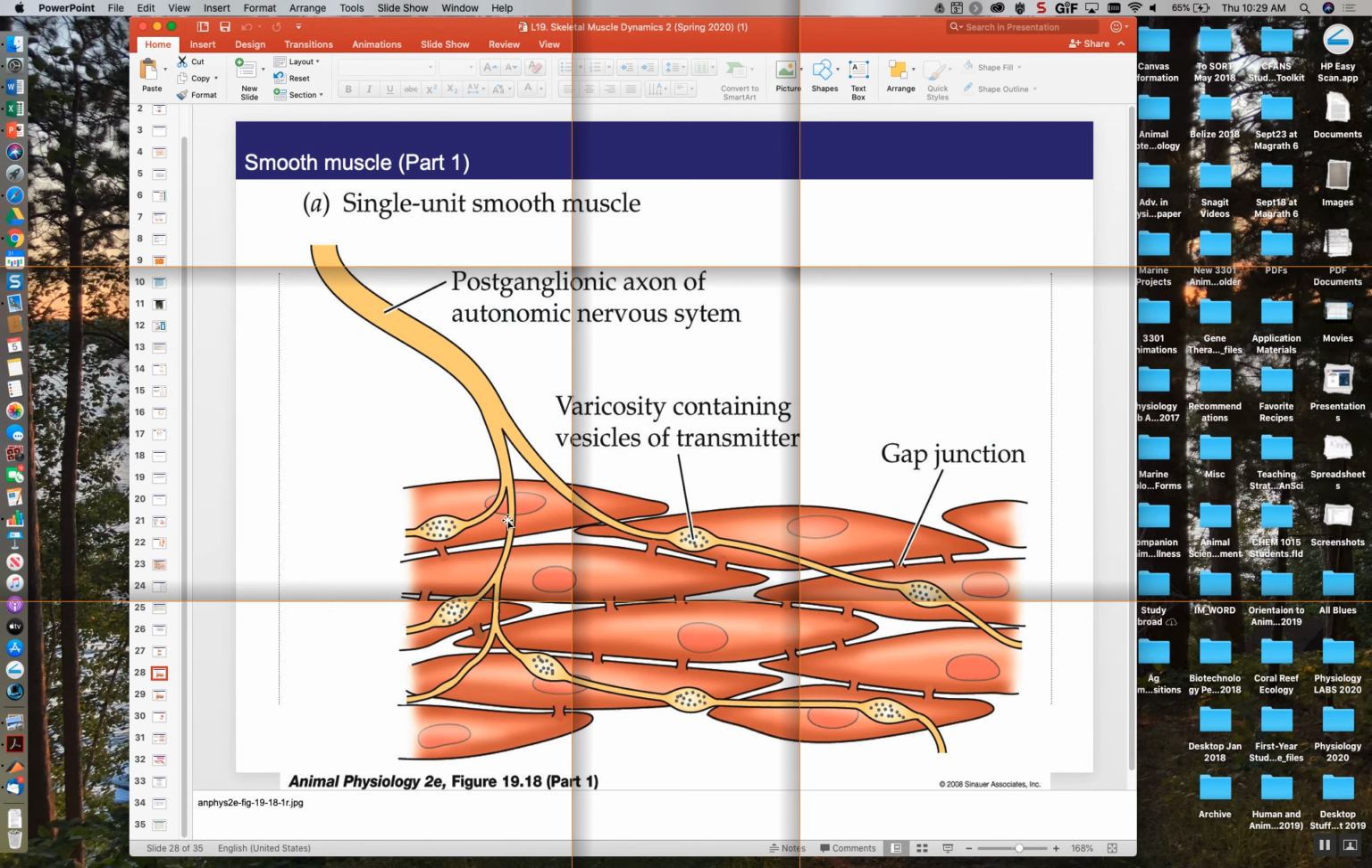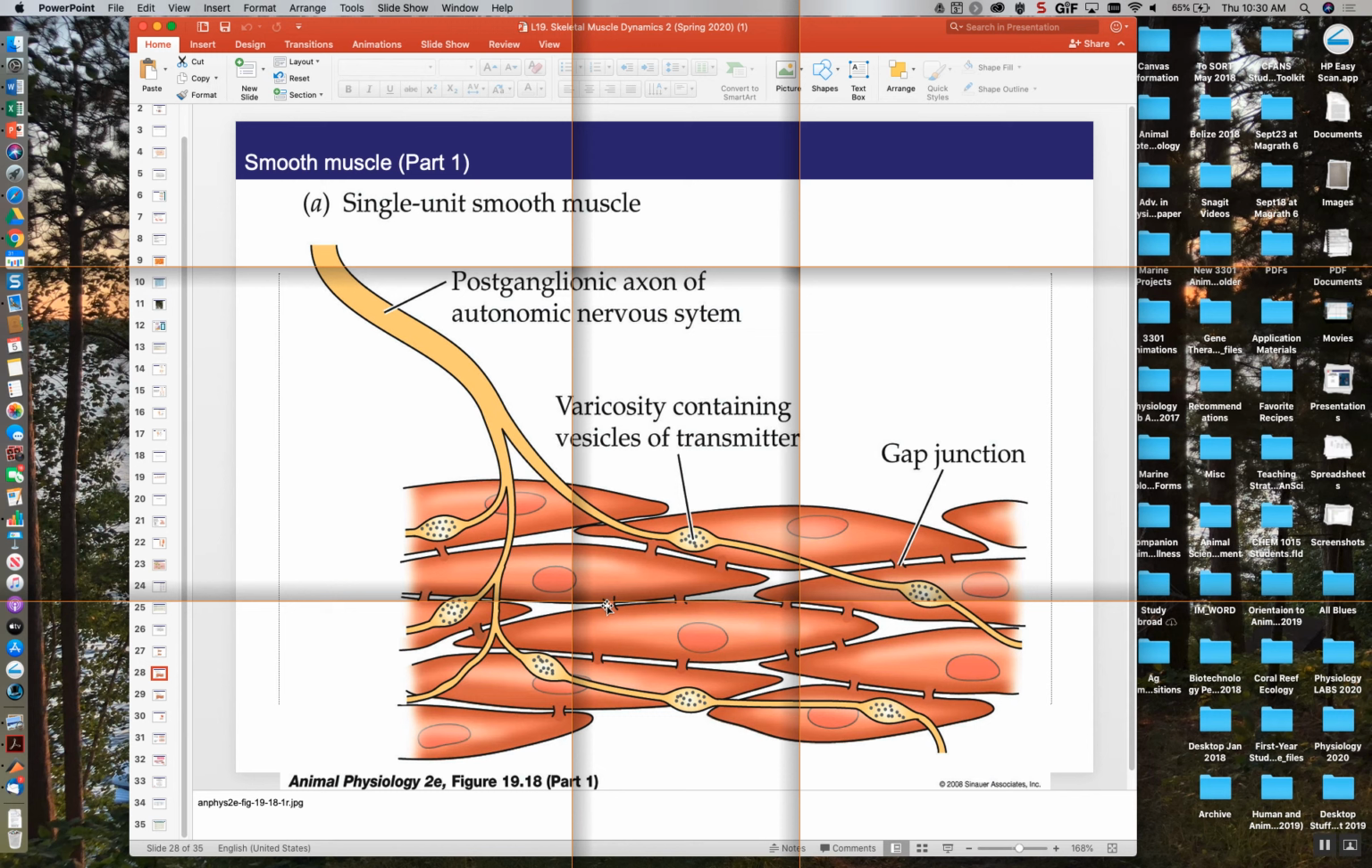Here's the single unit smooth muscle cells. Just as the name implies, all of these smooth muscle cells actually contract at the exact same time. So again, they contract in unison. And the reason why they can do that is because they actually have gap junctions. If you take a look at each of these cells, do you see where my arrow is? You can see that gap junctions are actually connecting all of the smooth muscle cells, okay?